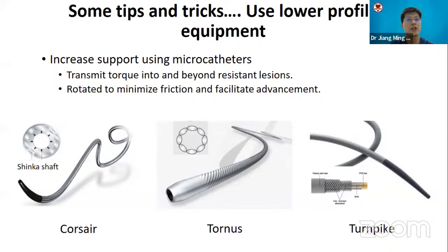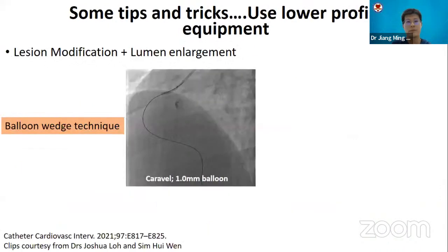The Tornus catheter that's shown in the middle panel can be advanced using a counterclockwise rotation and withdrawn using a clockwise rotation. This shaft also consists of 8 individual larger wires stranded together to form a spiral helix, resulting in a tip with higher stiffness and pushability. And some of us may be familiar with the Turnpike, which also uses a unique multi-layer shaft, which is used in a clockwise direction to transmit the torque and hopefully cross the lesion.